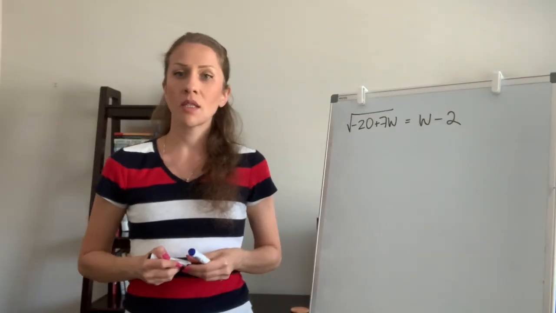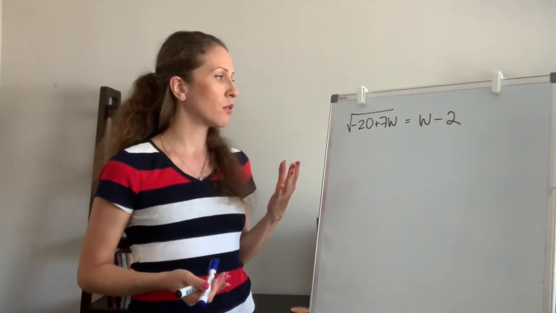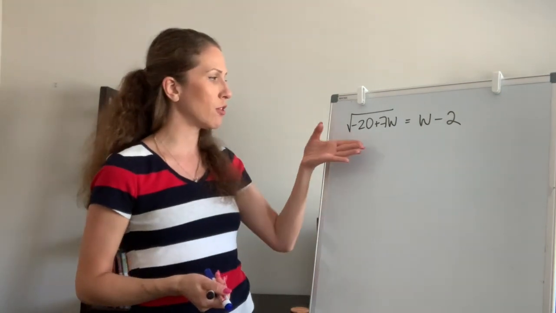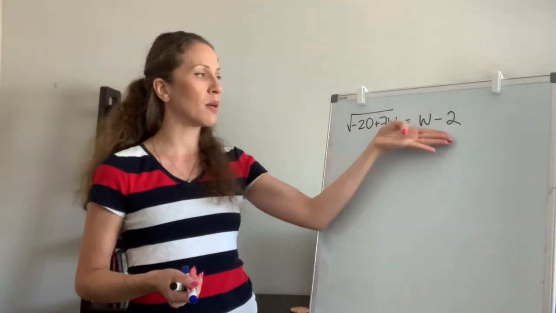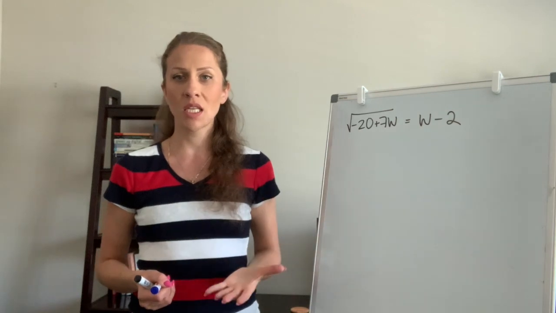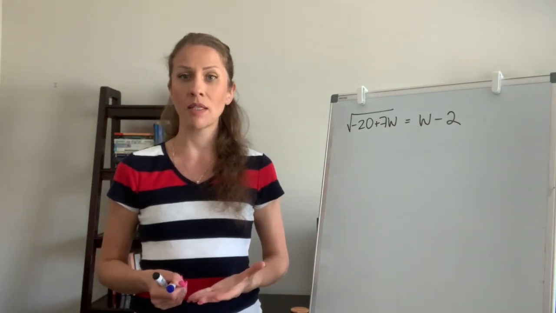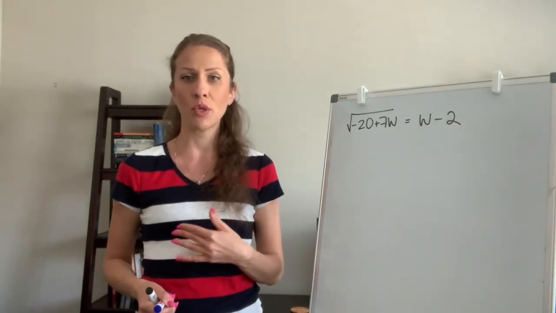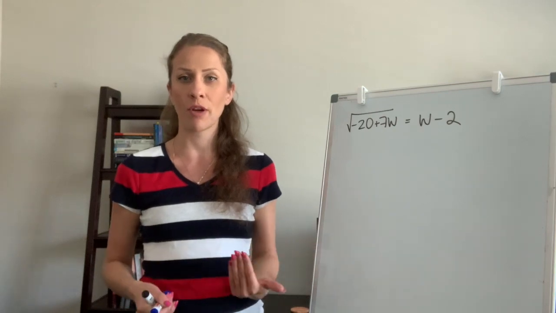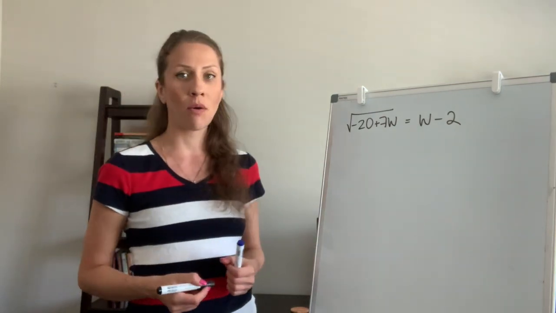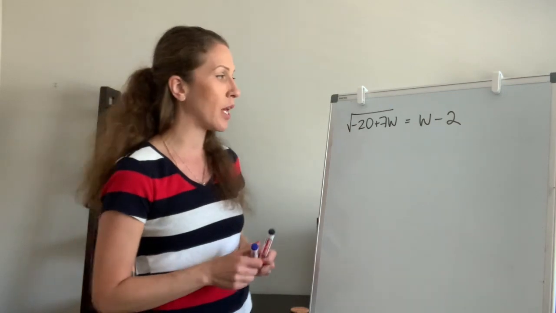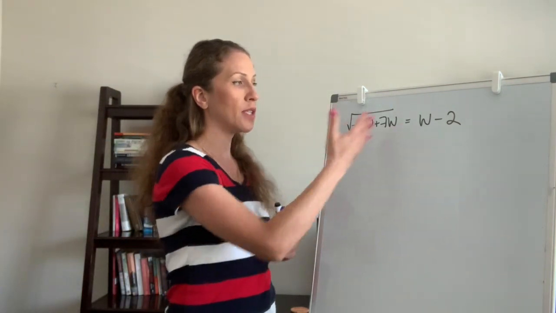Okay, so let's look at this example here. It's a square root equation. You have the square root of negative 20 plus 7w on the left and w minus 2 on the right. The nice thing about this equation is the square root is by itself, which means you don't have to remove things to the other side before you're ready to square it. So I am ready to square it, so I'm going to go ahead and apply the power of 2 to the left side and to the right side.